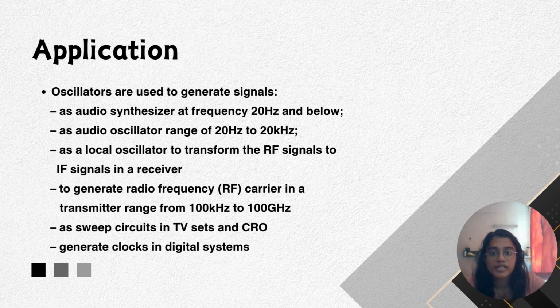Now let's take a look at the applications. Oscillators are used to generate signals as an audio synthesizer at frequency 20 Hz and below, as an audio oscillator in the range of 20 Hz to 20 kHz, as a local oscillator to transform the RF signals to IF signals in a receiver, to generate the radio frequency RF carrier in a transmitter ranging from 100 kHz to 100 GHz, as sweep circuits in TV sets and CRO, and to generate clocks in digital systems.